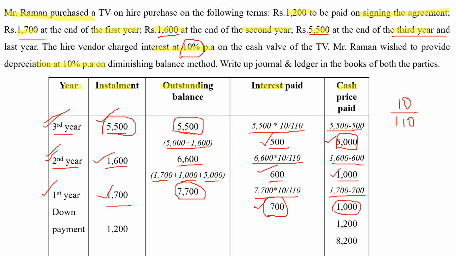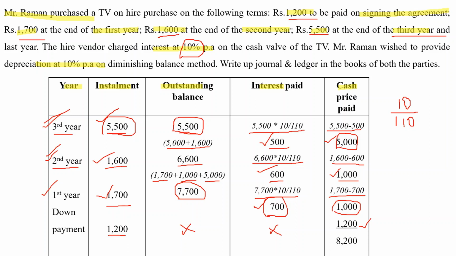Then down payment. We have a down payment in this problem, 1,200 on signing the agreement. So this is the down payment. I am writing it in the installment column. But for down payment, we don't have to calculate interest. So we don't have to calculate outstanding balance also. I have already explained this. Down payment is the immediate payment. Interest will be calculated only for delayed payment. So for down payment, no need to calculate interest. It is fully the cash price. So write it in the cash price column.